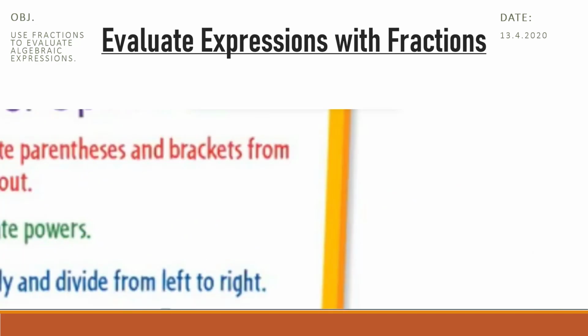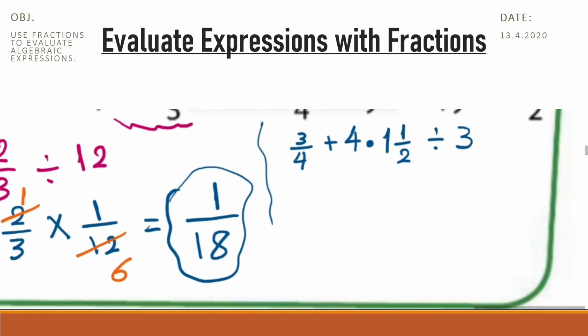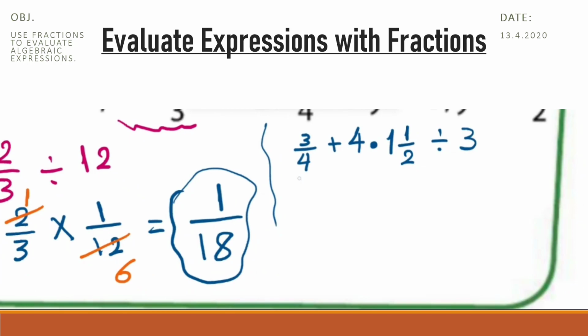Okay, let's do this. Write 3/4 plus and multiply here. How to multiply 4 and 1 1/2? As a mixed number, we should convert this mixed number into an improper fraction. So it's 4 multiplied by 3 over 2. 3 over 2 is equivalent to 1 and 1/2.